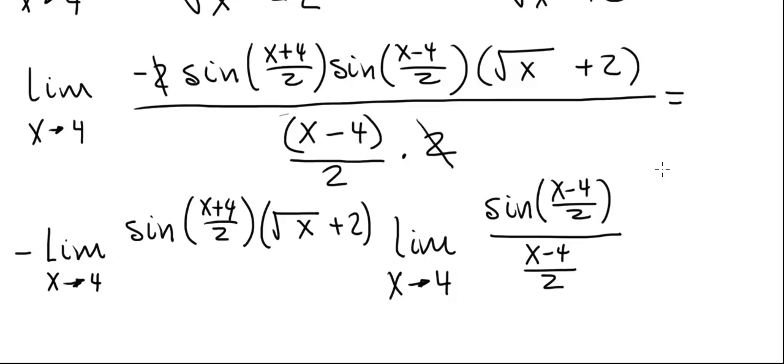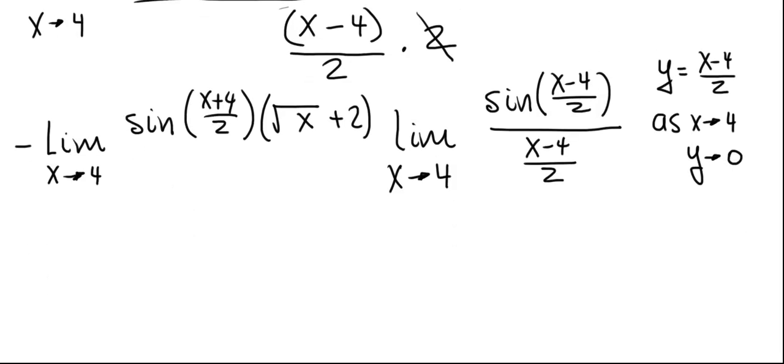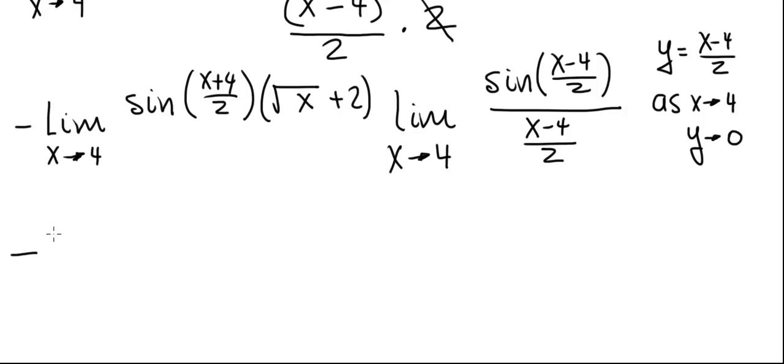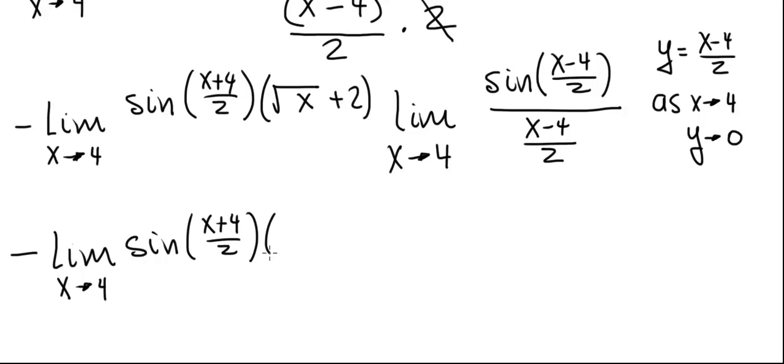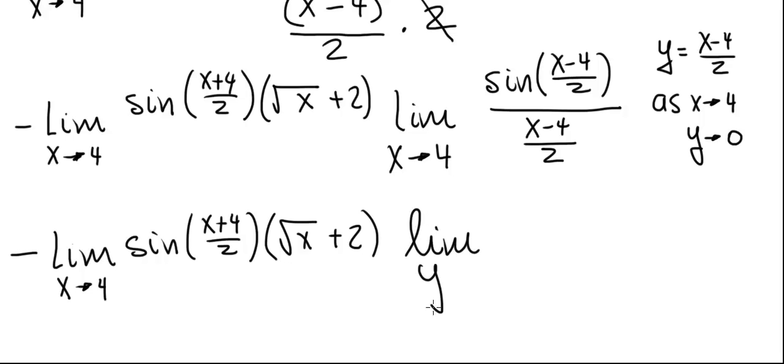Now for the second limit, we'll make the following substitution. Let y equal (x minus 4) over 2. Note that as x approaches 4, y approaches 0. So I'm going to rewrite what we have. The first limit we don't need to rewrite. It's very easy to evaluate. The limit as x approaches 4 of sine of (x plus 4) over 2 times the square root of x plus 2, and the second limit now looks like this. Limit as y approaches 0 of sine of y over y.